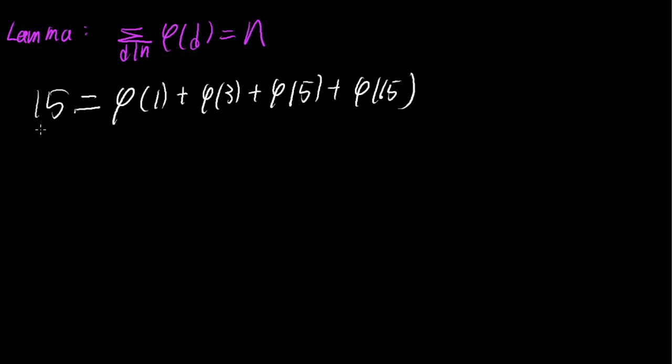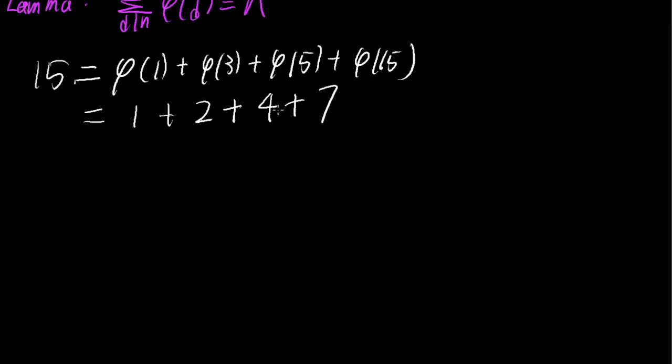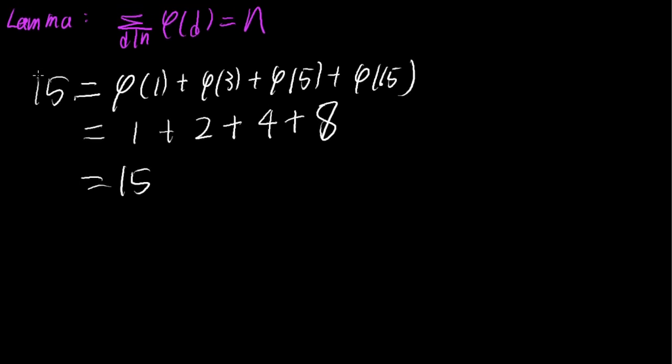Very interesting, right? We can have some check. Phi 1 is equal to 1, phi 3 equal to 2, phi 5 equal to 4, and phi 15, as we've mentioned, let's check, is equal to what? Phi 15 is equal to 7, right? 1 plus 2 plus 4 plus 7 should be equal to 14. Sorry, I made a mistake, phi 15 is 8, and the sum is 15. How can we prove this? You can think about it.